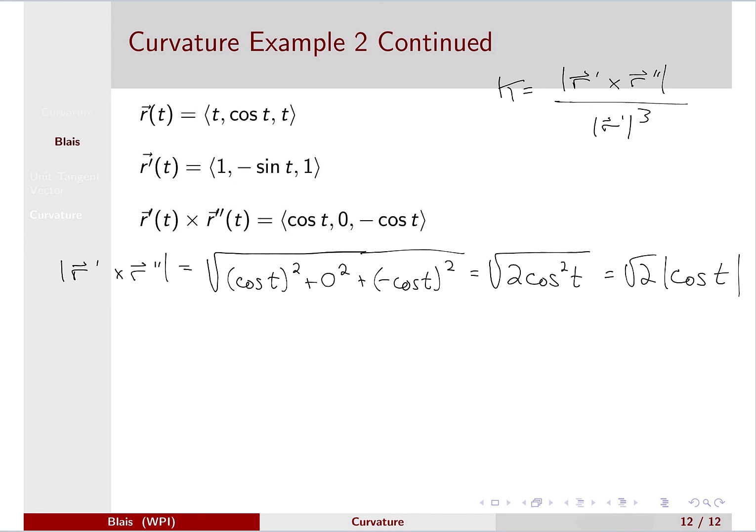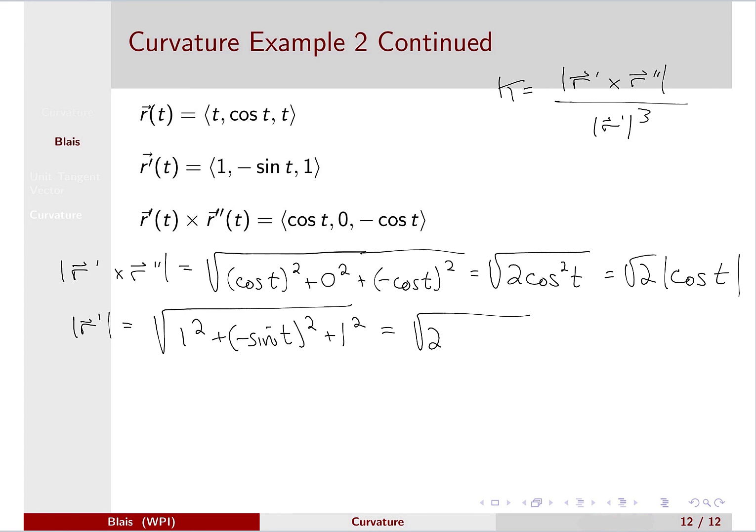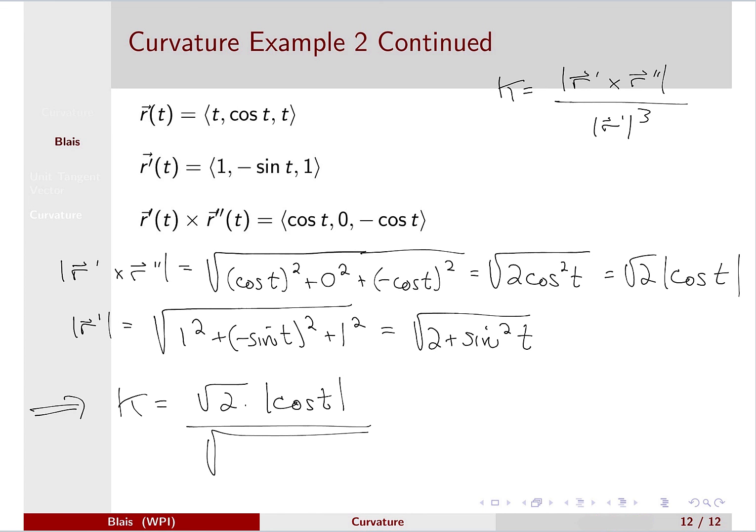The magnitude of r prime, we have the square root of 1 squared plus minus sine of t squared plus 1 squared, or the square root of 2 plus sine squared t. And putting these two together with our result tells us that the curvature for this curve is root 2 times the absolute value of cosine of t over the square root of 2 plus sine squared t.